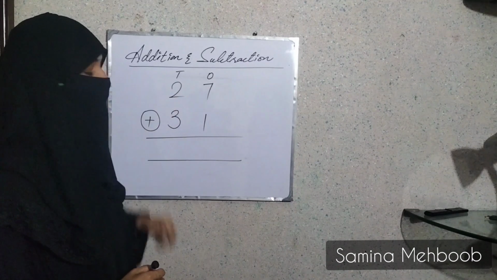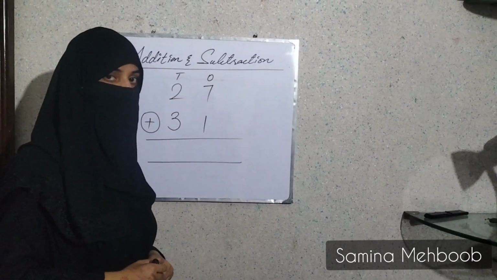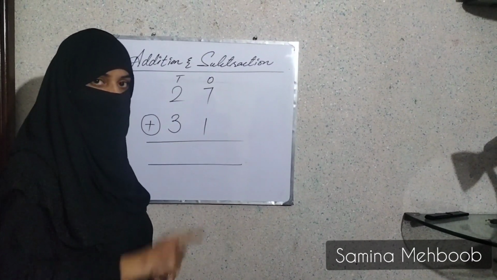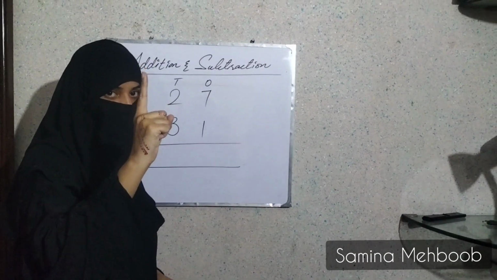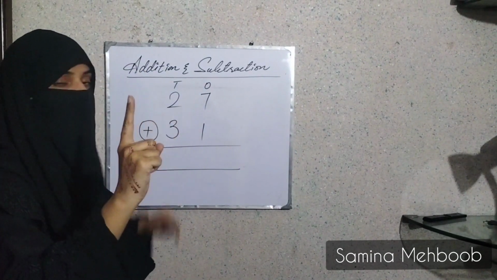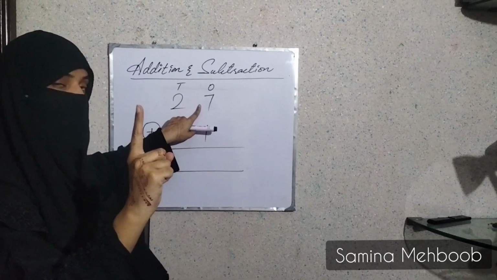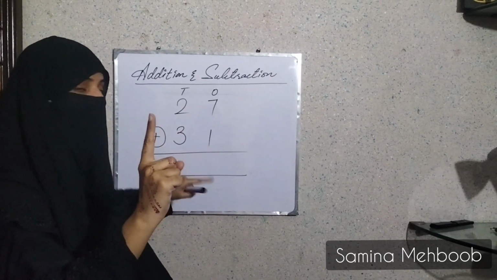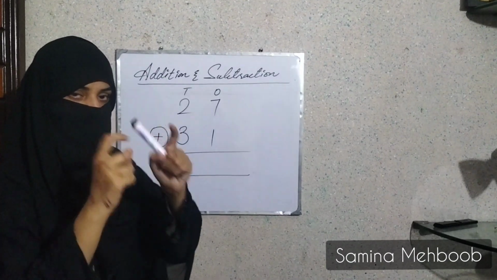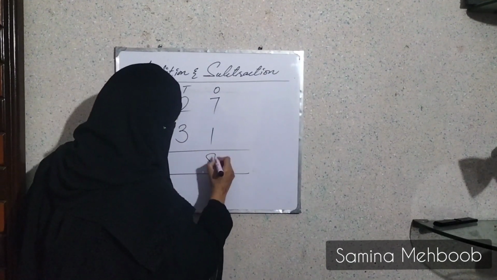Now, open the fingers of the smaller number. What is the smaller number? 1. Open the finger of the smaller number, 1. And start counting after the bigger number. The bigger number in one's place is 7. After 7, 8. Okay. The answer is 8.